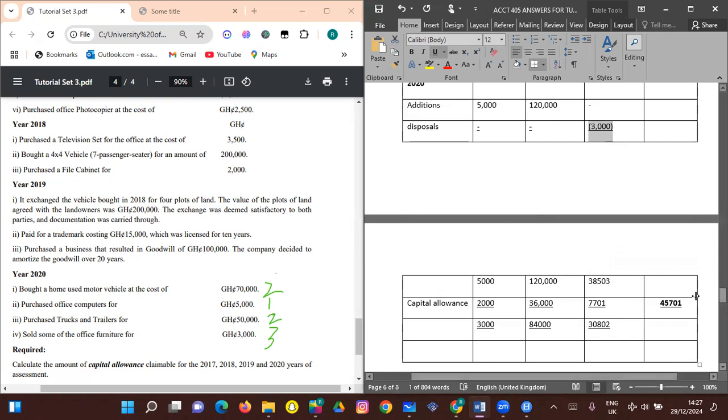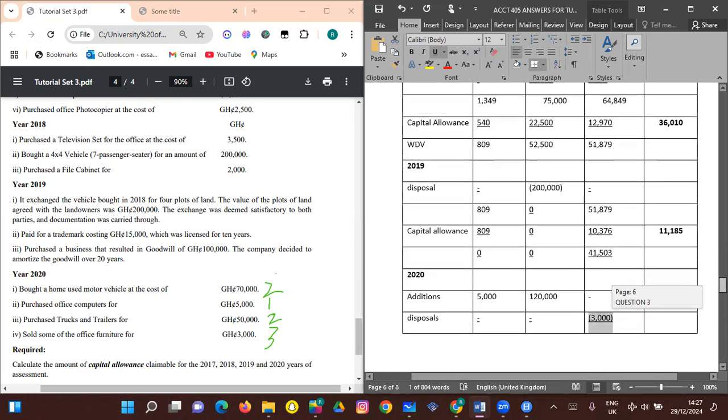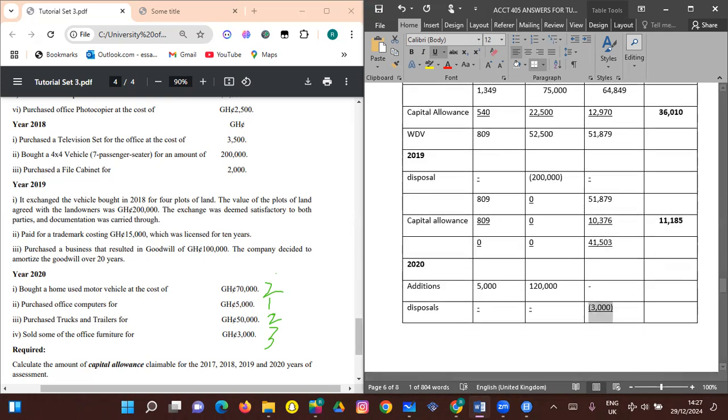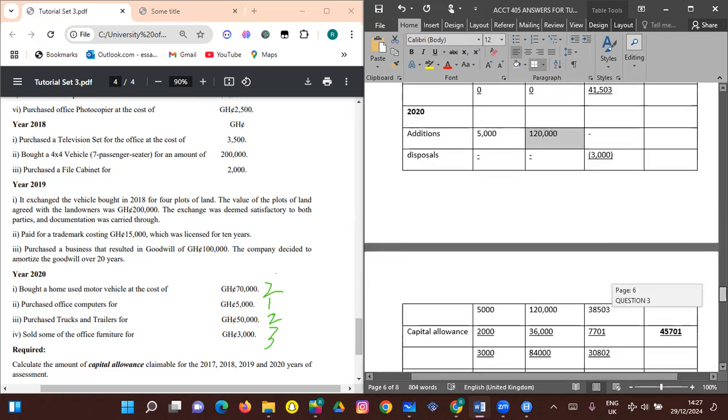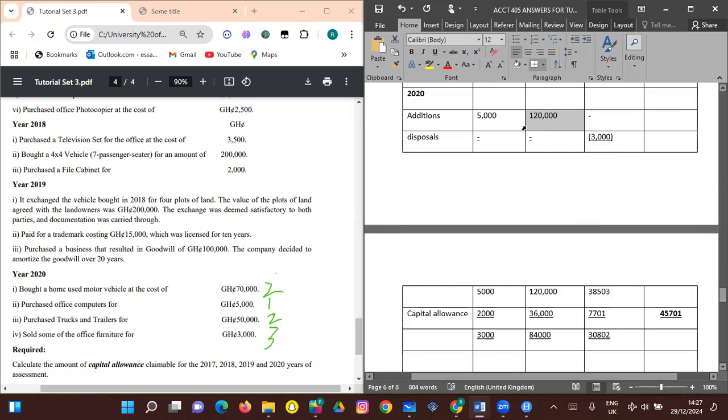So now after doing everything, because in the year 2019 we granted 809 all as the capital allowance, our new balance here was 5,000. So we applied our 40% on this 5,000. We are getting this 2,000 as our capital allowance. Then after addition of this 120,000, because we sold our motor vehicle, we exchanged it for a land, we started everything again at 120. Then 30% of it is giving us this 36,000.